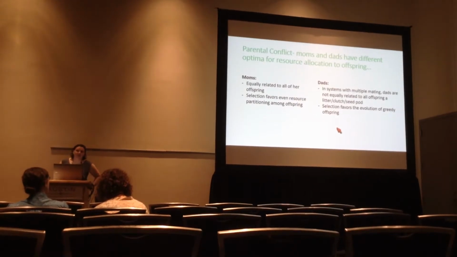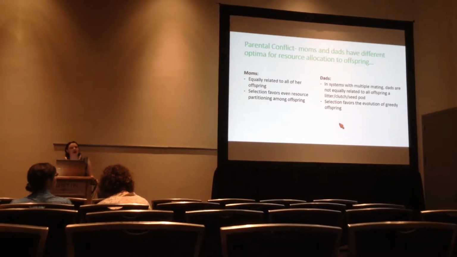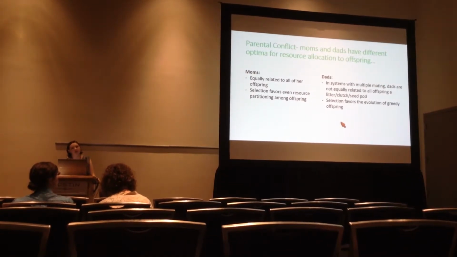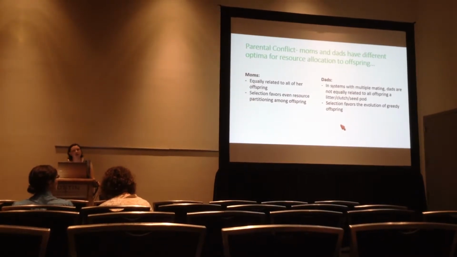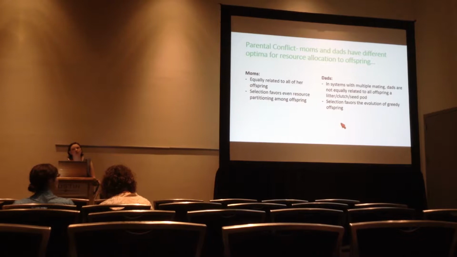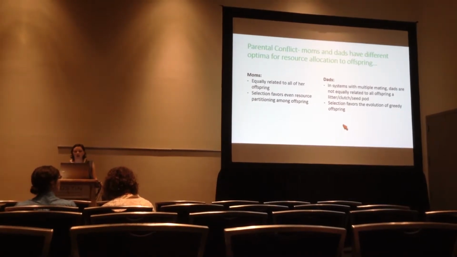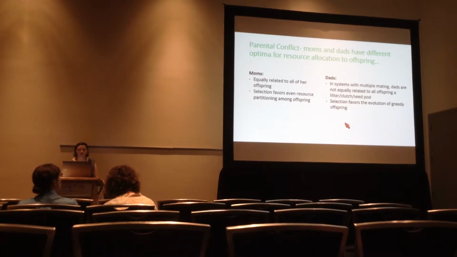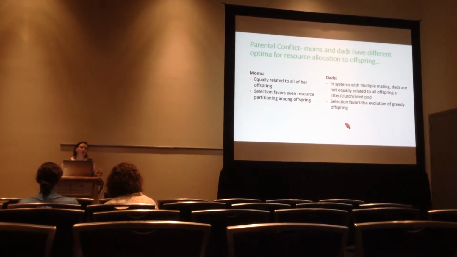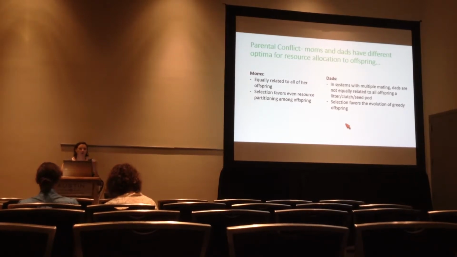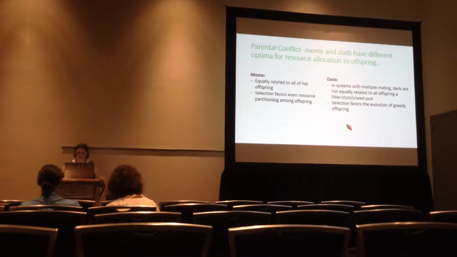So parental conflict is just this idea that moms and dads have different optima for their resource allocation. Moms are equally related to all of her offspring and thus will favor equal resource allocation among them. Dads, in contrast, in systems where there's multiple matings, are not equally related to all of the offspring in the litter or fleshy fruit, and thus should favor the selection for greedy offspring. And it's important to note that greediness in this case is coming at the expense of other seeds in the pod or pups in the litter, also at the expense of mom.